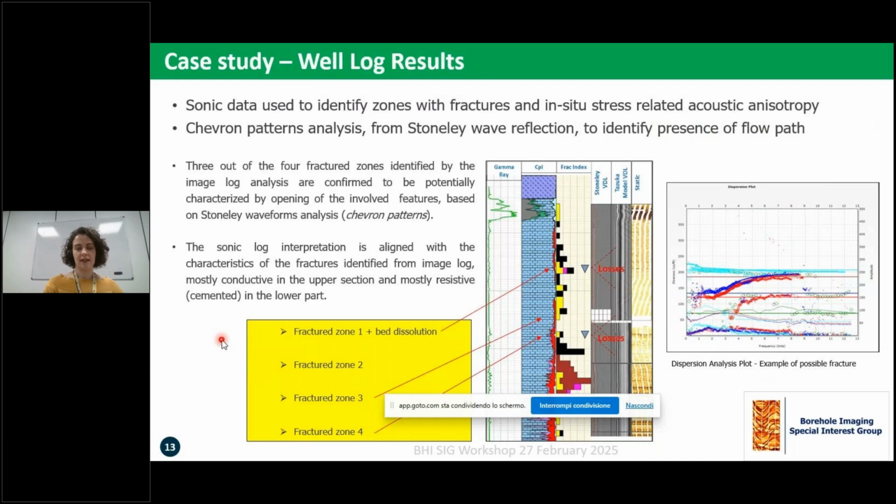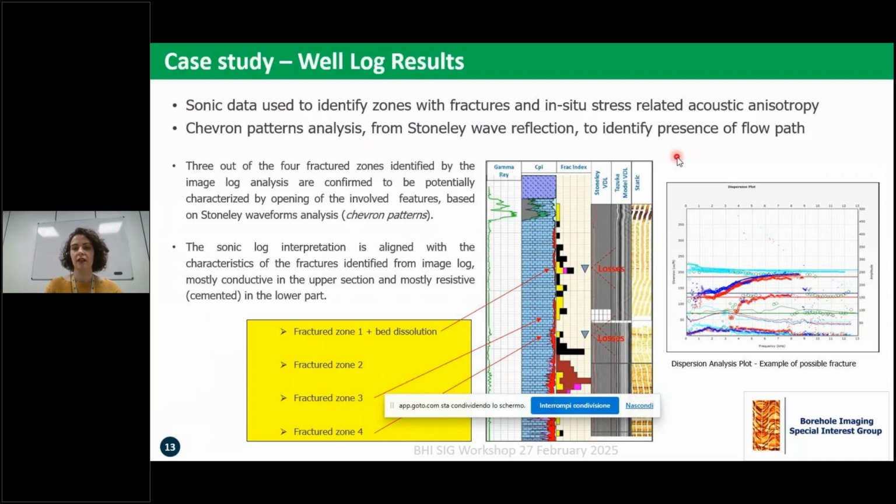All these results from image logs were compared also with other information from sonic logs. In particular, the conductive fractures were in correspondence of chevron patterns from Stoneley processing. This was another confirmation about the fact that the fractures were open. Whereas in the part of resistive fractures, the chevron patterns were not present.